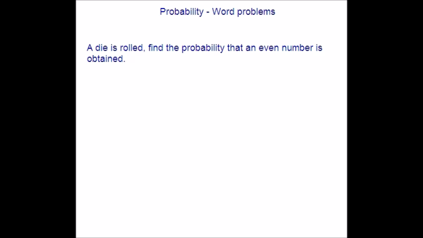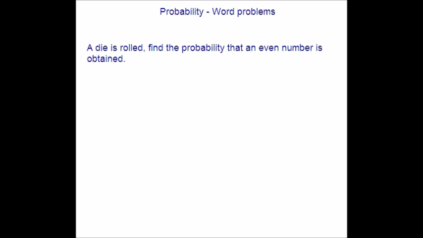Please read the question. A die is rolled. Find the probability that an even number is obtained. So let us first write the sample space S of this experiment. So what would be the sample space? The sample space is nothing but the total number of possible outcomes.